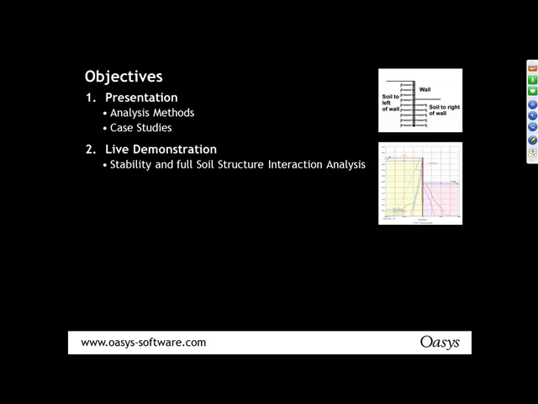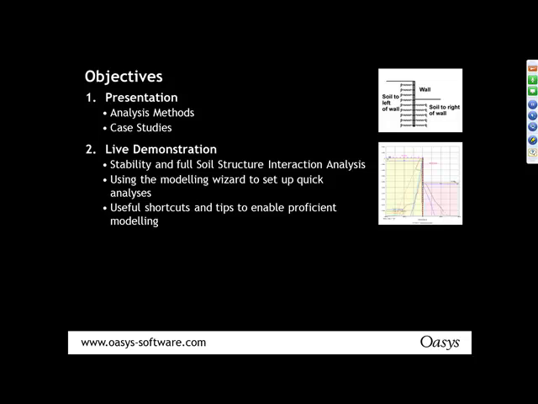I'm going to run through two examples: one simple stability analysis, and one full soil structure interaction analysis for a construction sequence for a retaining wall. And I'm going to show you how easy it is to set up a Frew model and run it. So, for example, using the modeling wizard makes it much quicker to run. And also, there are a number of shortcuts and tips to enable very proficient modeling. So these should help you set up models much more quickly, and hopefully you can see how that is done.